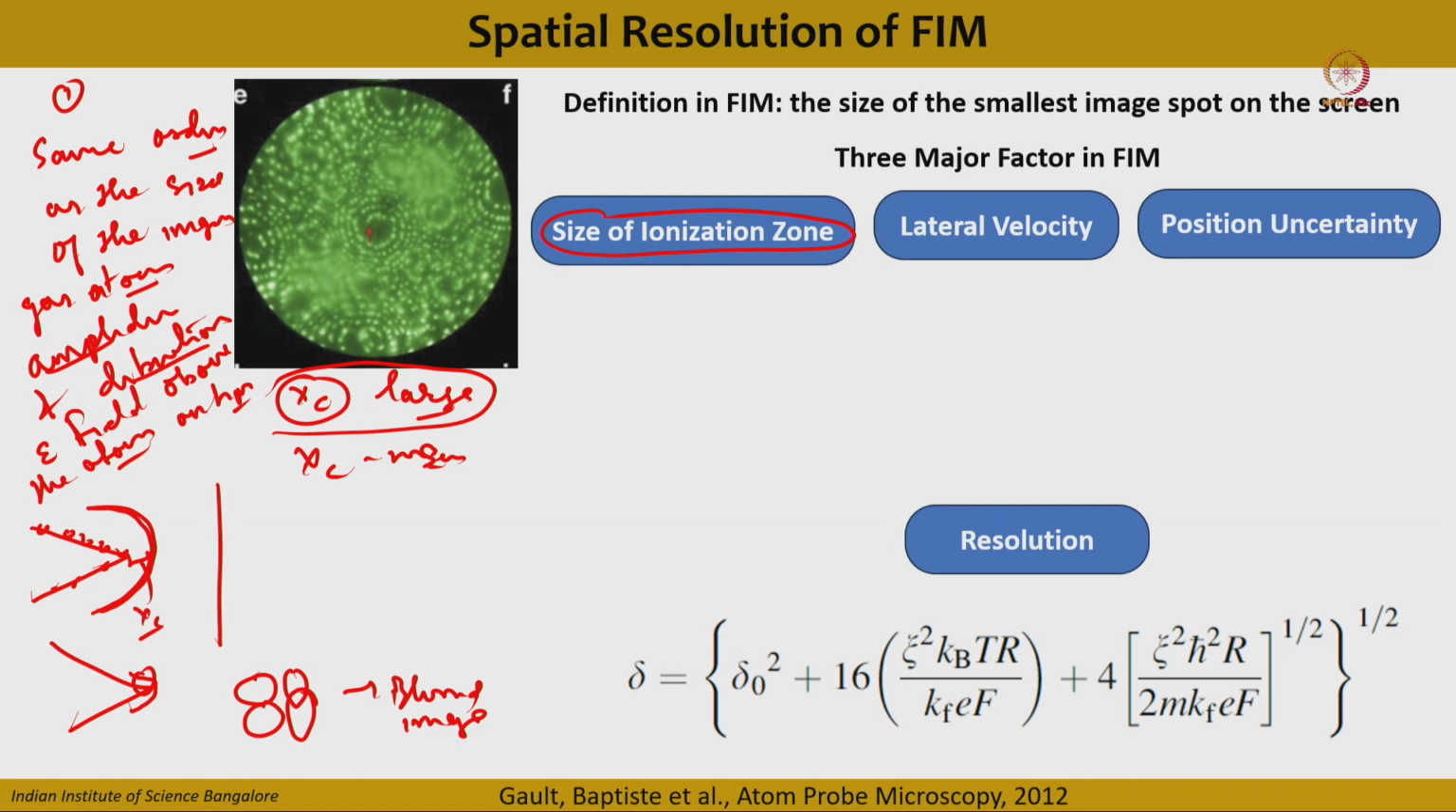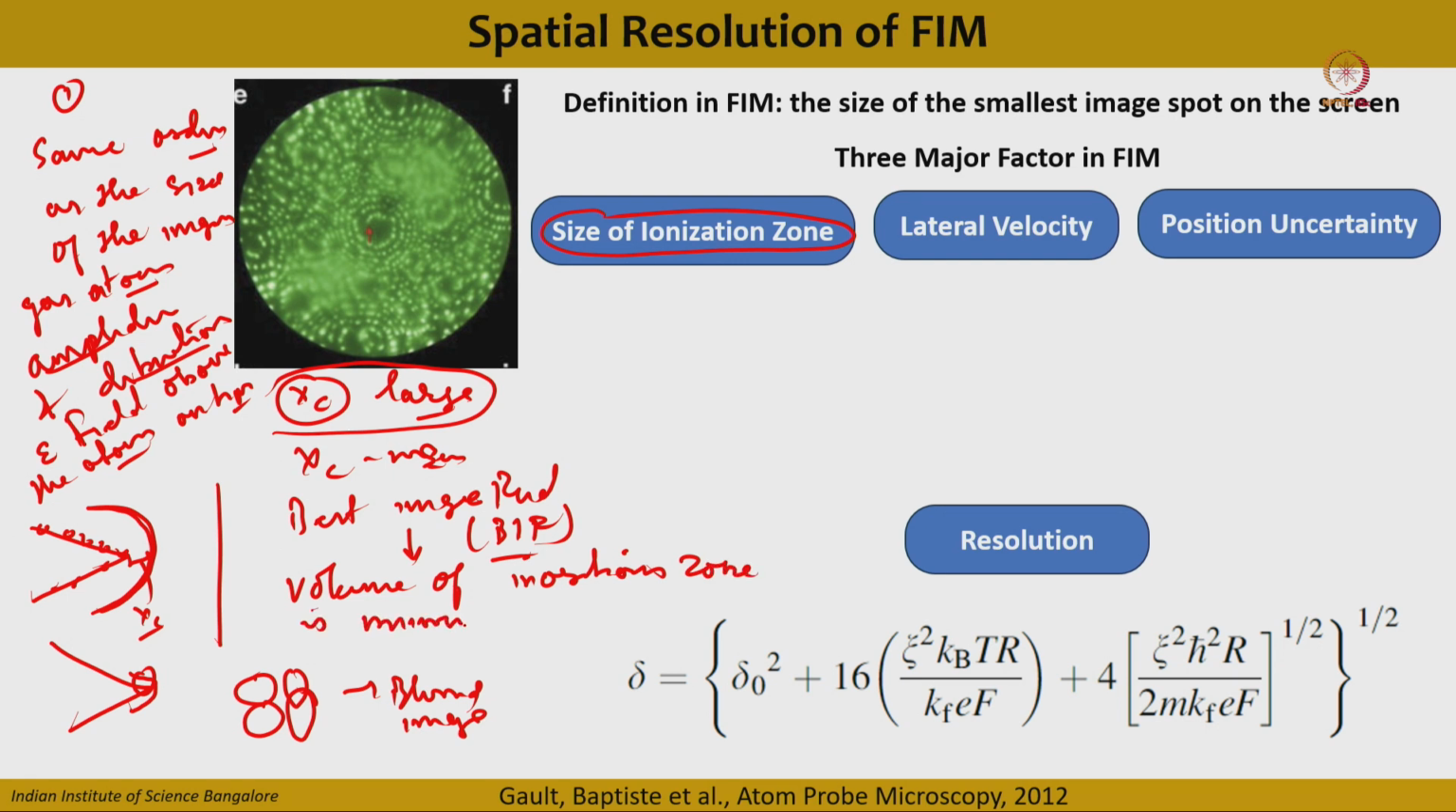There is a term we need to define, the best image field, which is called BIF. This is a very important term. It is the field for which the volume of the ionization zone is minimal and which produces the highest resolution.